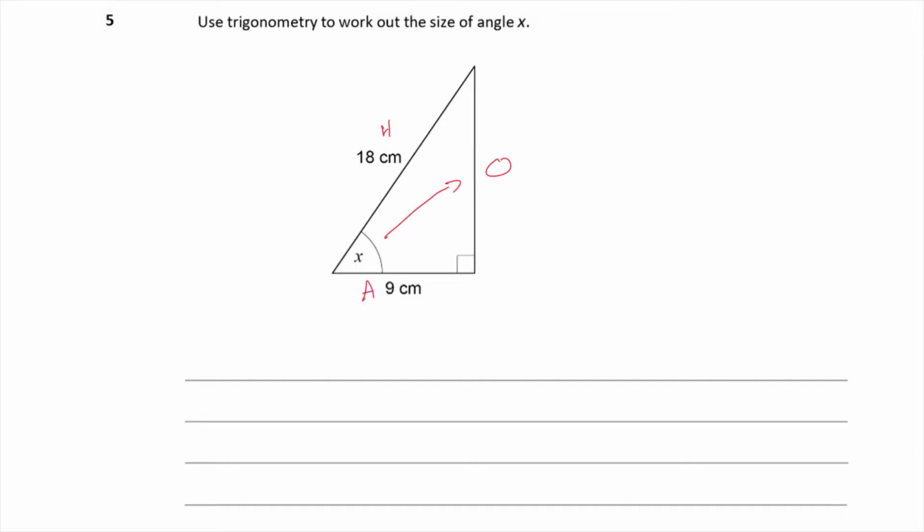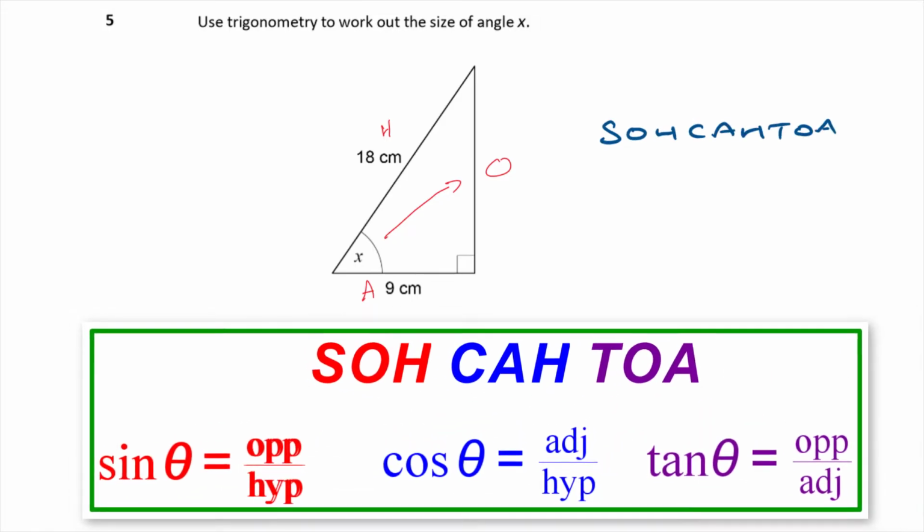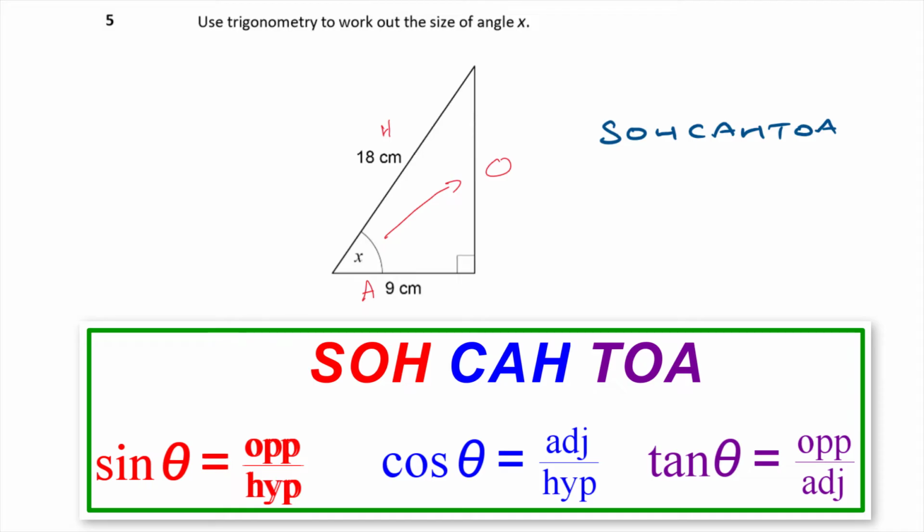So I've got the adjacent and I've got the hypotenuse, and I want to find the angle. So, writing down my mnemonic SOHCAHTOA to help me remember which ratio to use, you can see that the ratio involving A and H is this one. It's the cosine, isn't it? So I'm going to write down cos theta equals adjacent over hypotenuse. This is the trigonometric ratio for cosine.